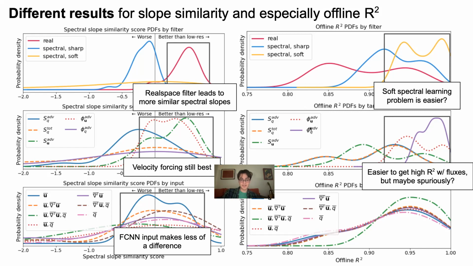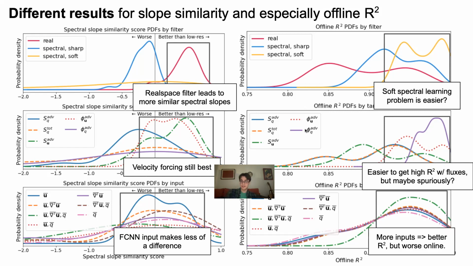They didn't make much of a difference. It was mostly velocity versus PV, but that's interesting. Maybe it's easier to get higher R squared. And of course, we see here that using all the inputs gives us better R squared rather than the fewest inputs. But that does worse online. So hopefully this illustrates how using offline performance can be a little misleading sometimes when looking at online performance.